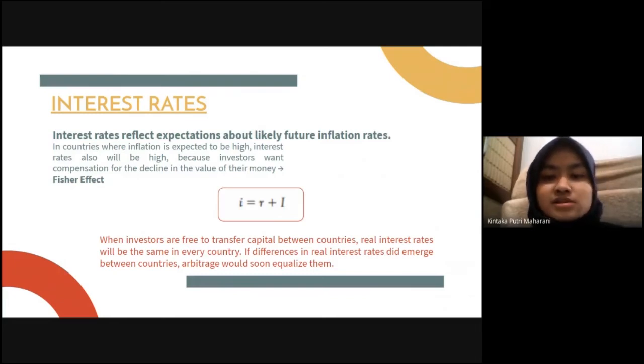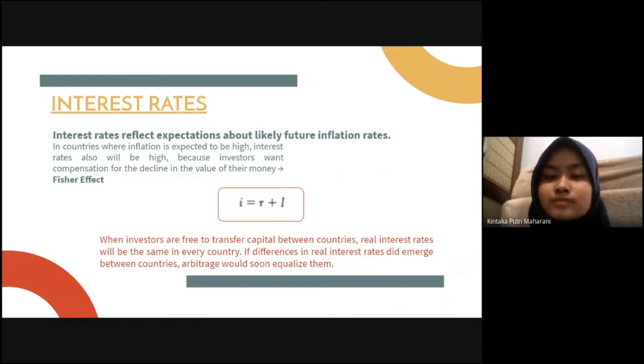So when investors are free to transfer capital between countries, the real interest rate will be the same in every country. If differences in real interest rates did emerge between countries, arbitrage will soon equalize them. For example, if the interest rate in Indonesia was 5% and in the US is only 3%, the investor will borrow money from the US.